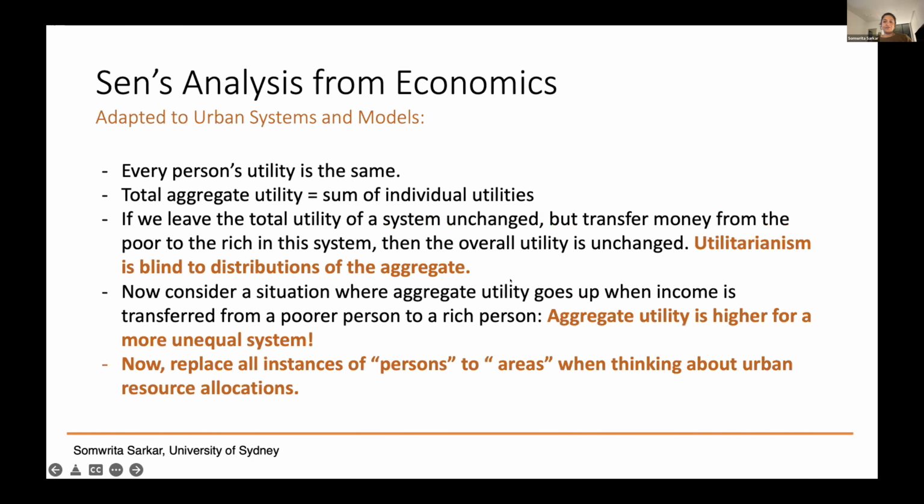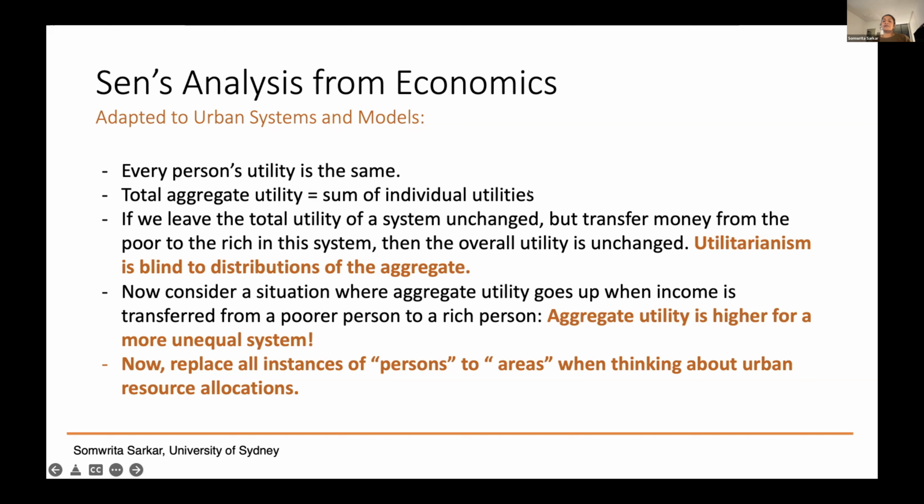This is where we begin to reflect a little, and I'll refer to Amartya Sen's analysis from economics, from the book on economic inequality. There's a really large chapter on utilitarianism, and I picked this as a key reference, but really there's a big literature critiquing utilitarianism within economics. I also think it's very important that we bring these ideas into urban modeling and urban planning, so that we are explicitly thinking about these issues from a spatial perspective and not just an economic perspective. The assumption in utility models is that every person's utility is the same, and so total aggregate utility is simply the sum of individual utilities.